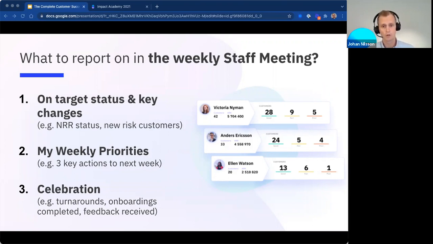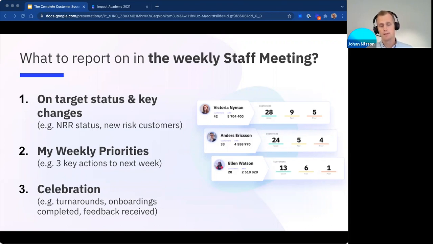You need to, of course, look at the target. How are we doing? If you set NRR as your metric, you should look at how we are developing, what the status is, and probably link a few key changes from last week. Maybe there are some new risk customers, maybe we did some upgrade or similar. So just some key changes around this overall high-level target we have.